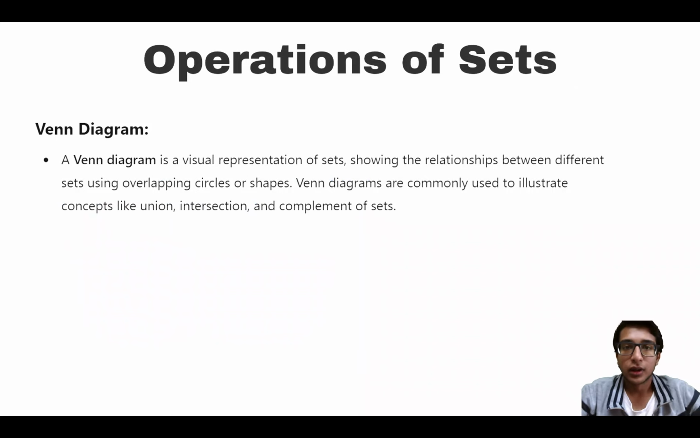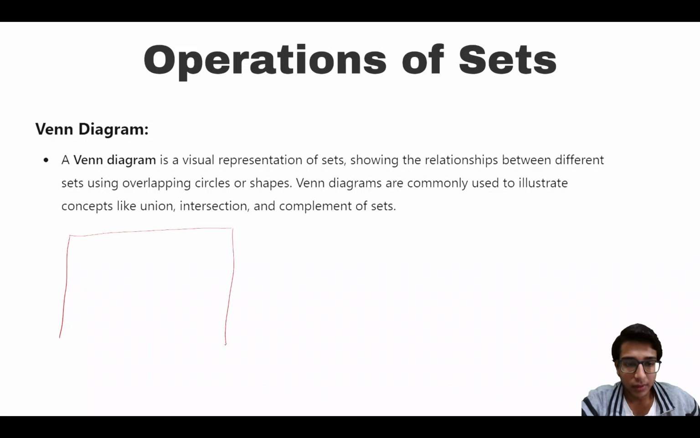So now, how can we represent sets using a diagram? Generally we call it the Venn diagram. What we do is we simply draw a box, which we consider as the universal. That means each and every element is there inside this box.